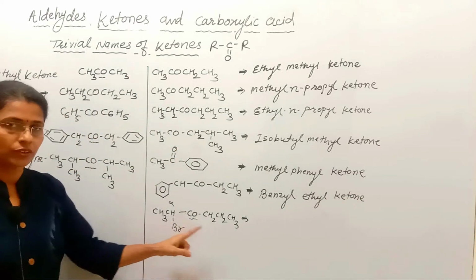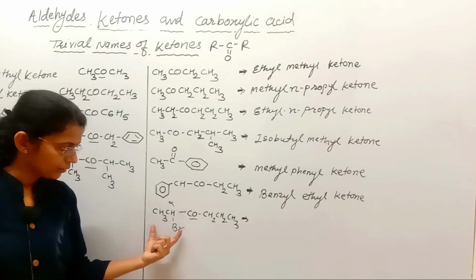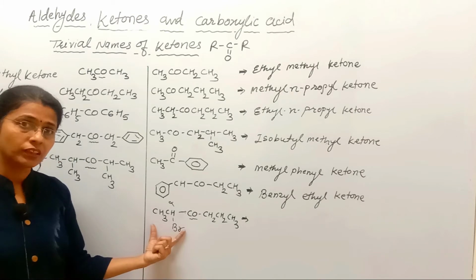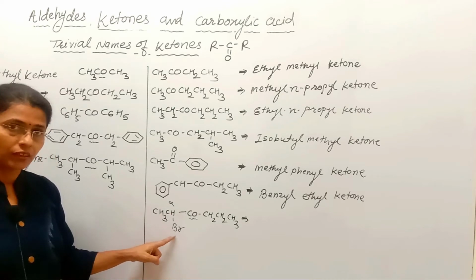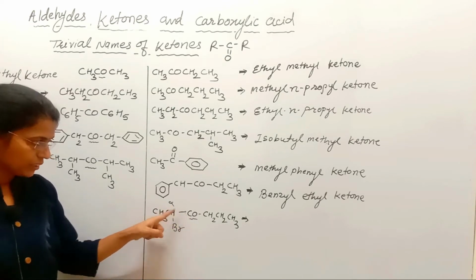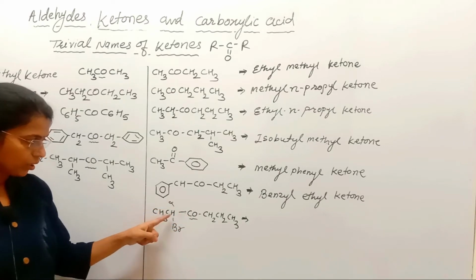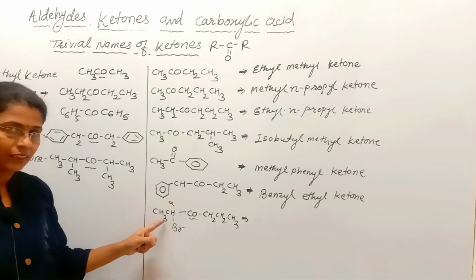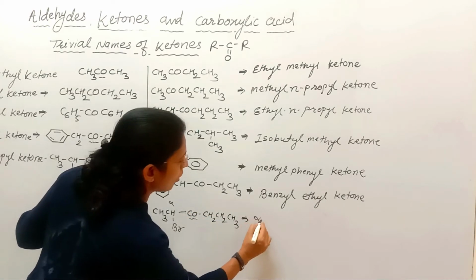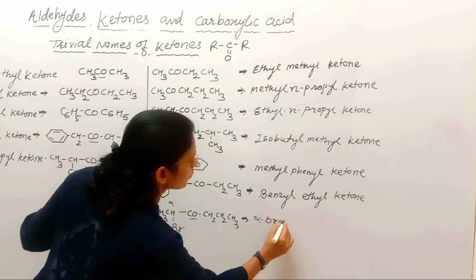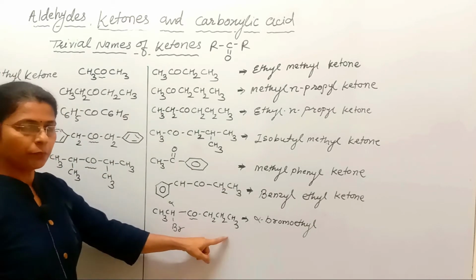Now in this structure, on this side an N-propyl group and on this side a substituted ethyl. 2 carbons, so ethyl, but 1 H is substituted by Br. That's why this carbon is alpha, next to the functional group. So the name of the alkyl group is alpha-bromoethyl, and this is N-propyl. So the name is alpha-bromoethyl N-propyl ketone.